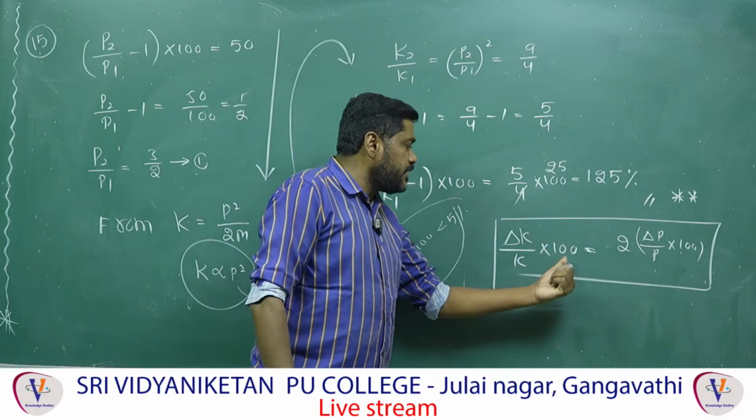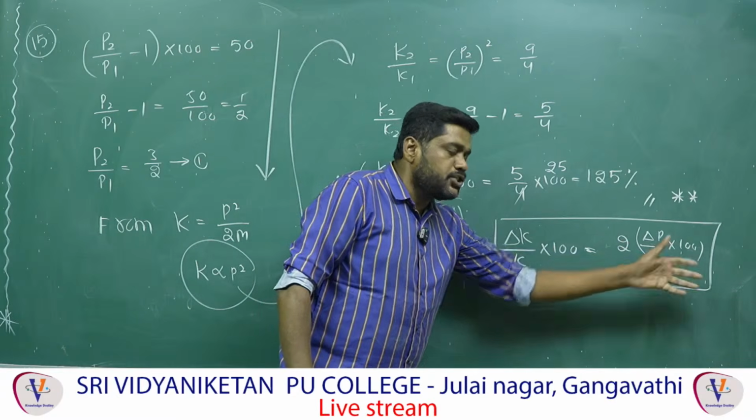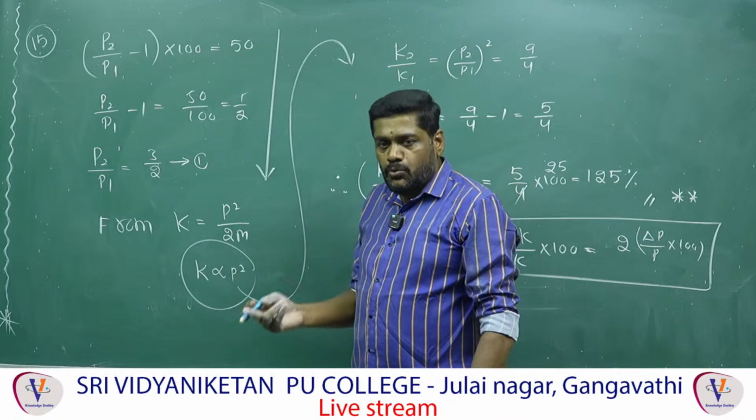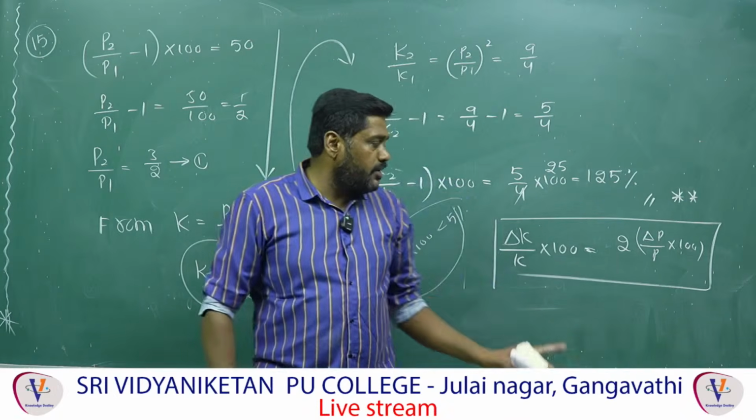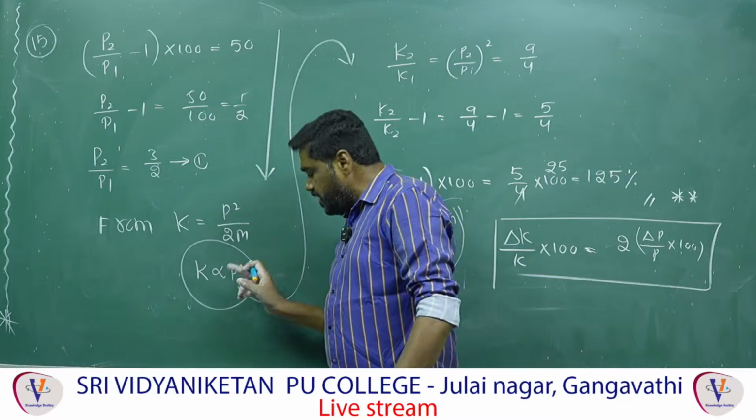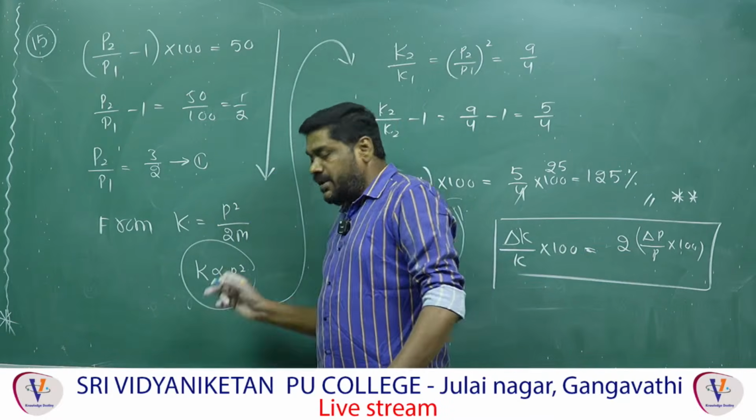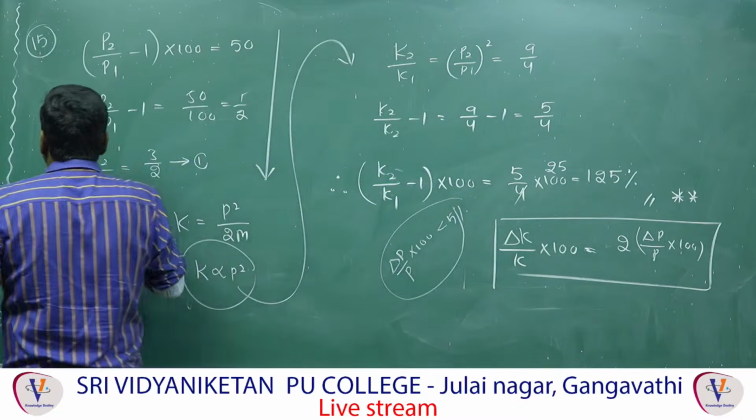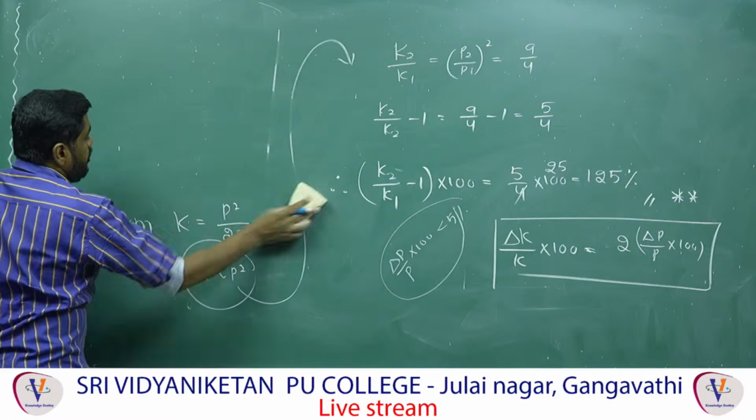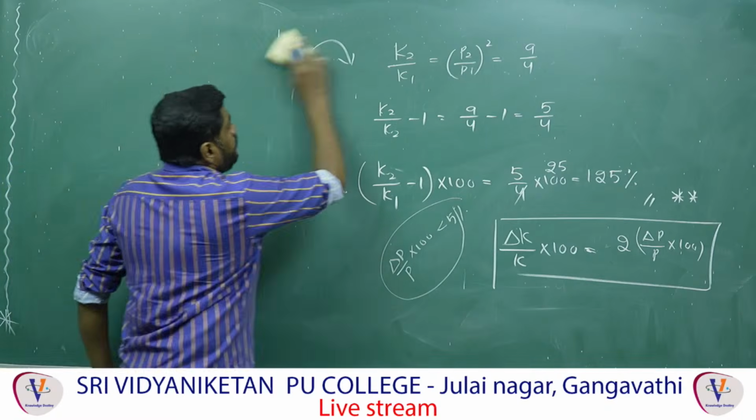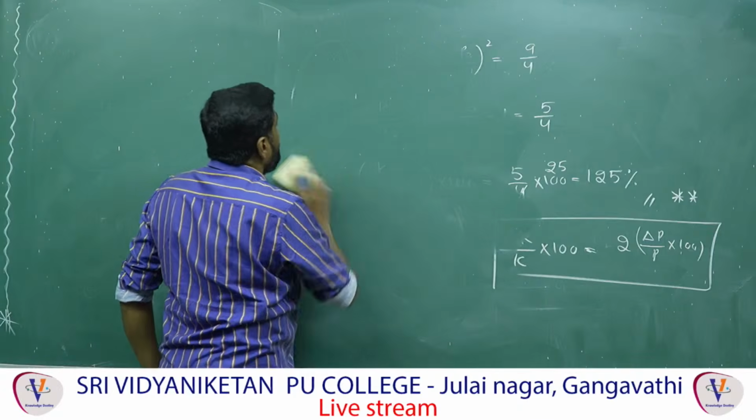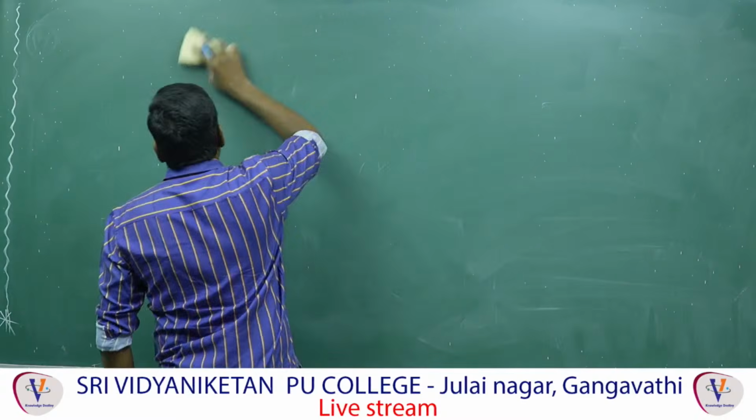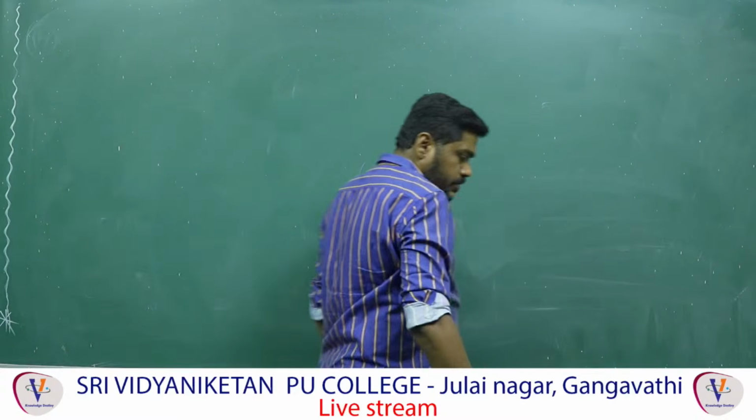Therefore, delta K by K into 100 is equal to 2 into delta P by P into 100. Why? Because here kinetic energy is directly proportional to the square of the momentum. Here what power is there? That power only we have to multiply here. If it is P power 3, you multiply by 3. If it is P power n, you multiply by n there, you can find out. Next. Right. Next.